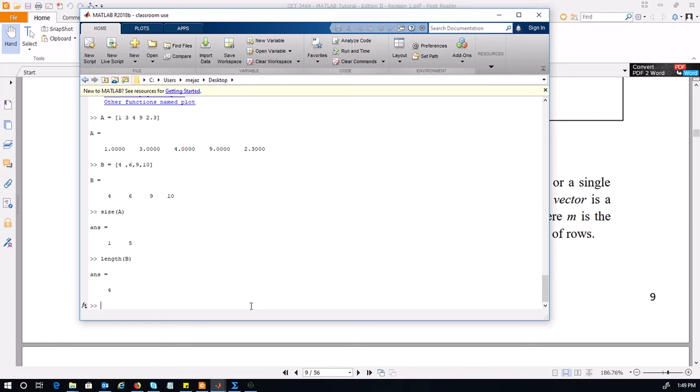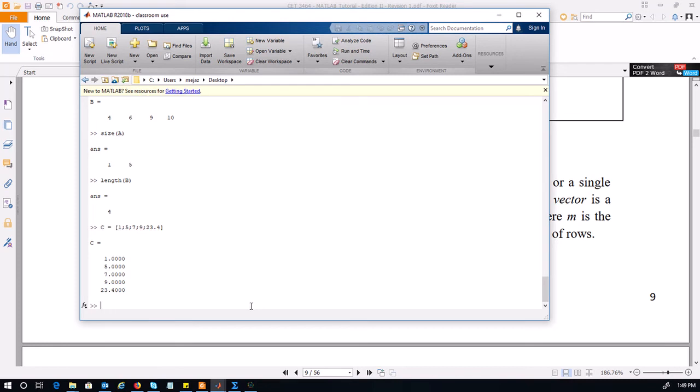You can also define column vector, which has one column. So let's say C is column vector 1, and to enter into a new row, you have to put semicolon. 5, 7, 9, 23.4, so on and so forth. So if you put a semicolon, that's gonna start a new row. So it's a column vector now. It has one column and 5 rows. So if you want to check the size of C, 5 rows, the first one is rows, and one column, second one is column.